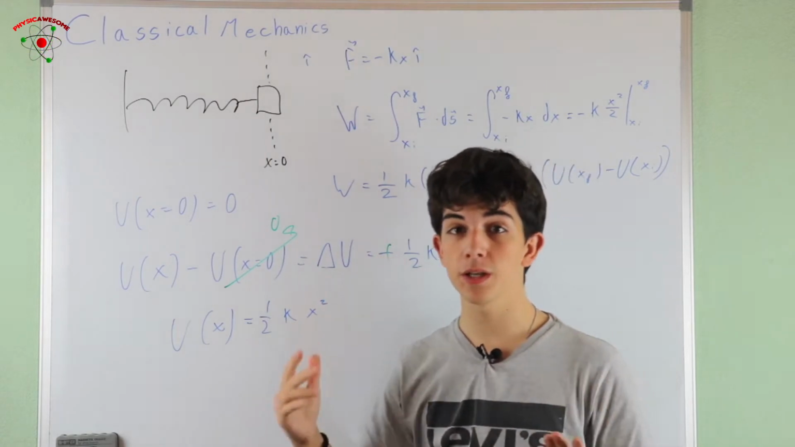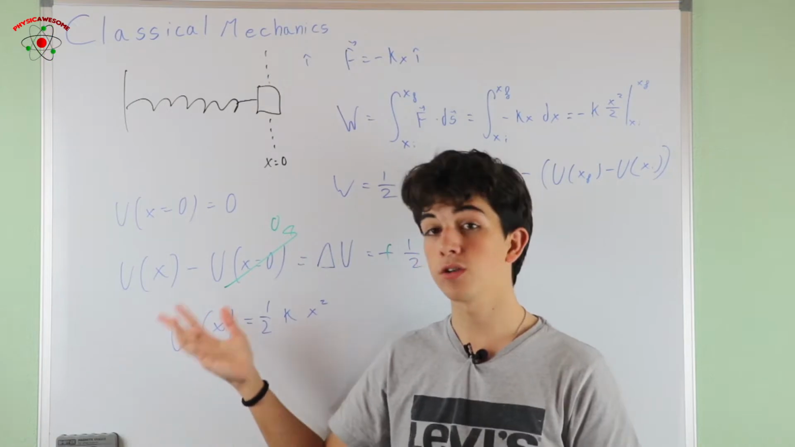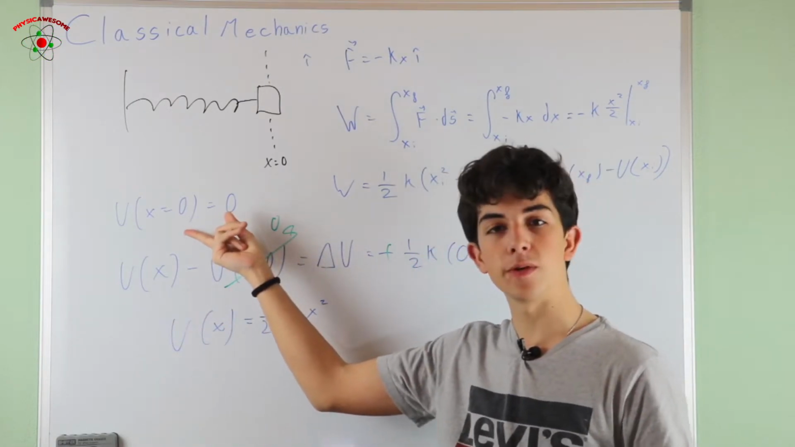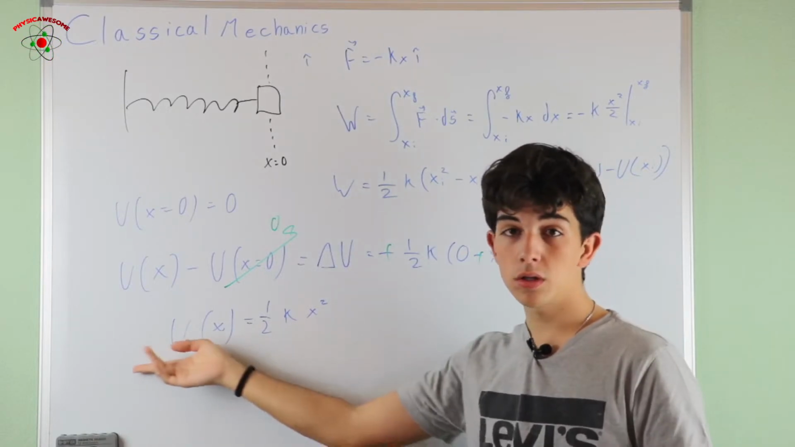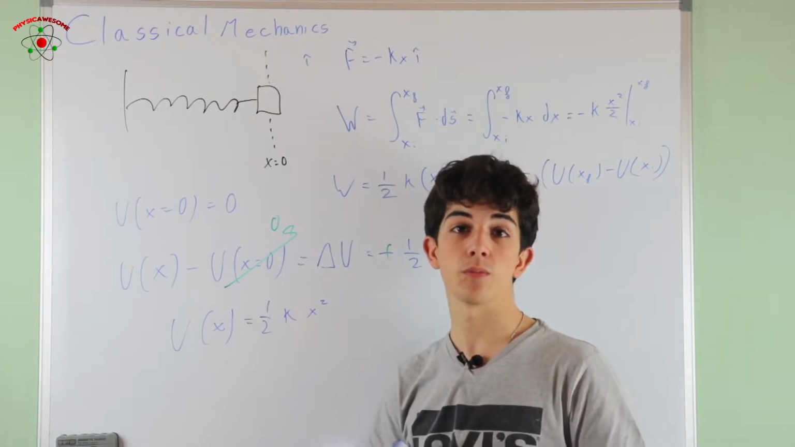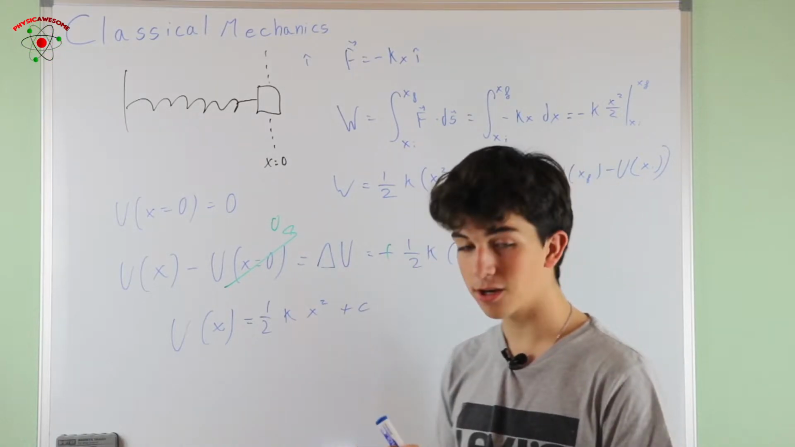Recall from last video that there is not an absolute definition of potential energy. Therefore, by choosing any other arbitrary point to be 0, we could have defined another formula for potential energy, which will be of the form of this plus a constant.